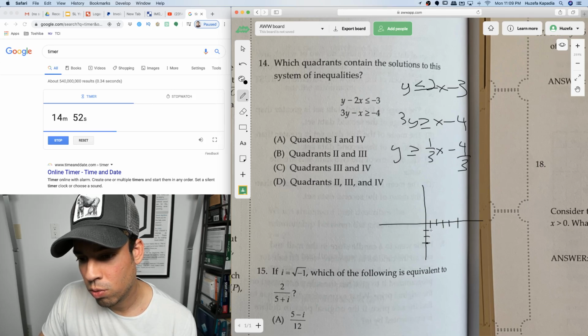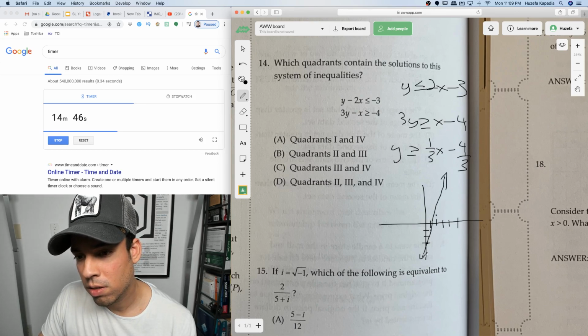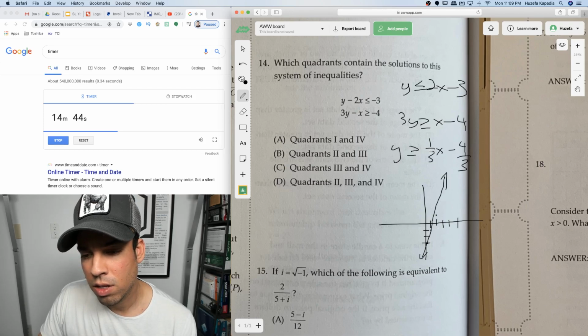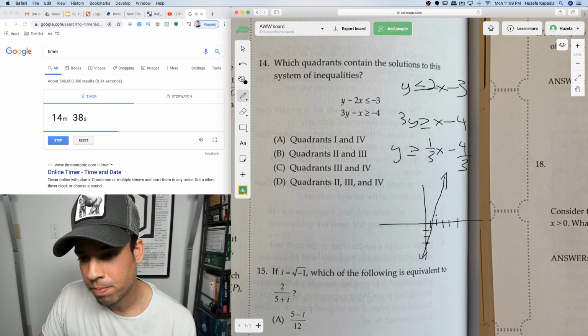So up 2 over 1, up 2 over 1. So it's going to be like this, and it's going to be less than this guy. And then the other one is greater than this, 1/3 x minus 4/3. So -4/3 is about here. Up 1 over 3 like this. And it's, oops.